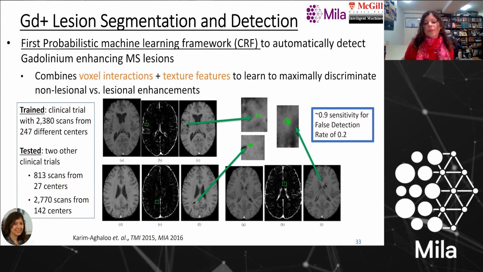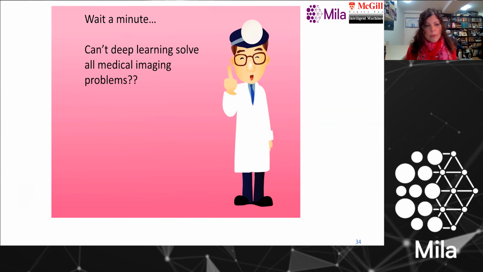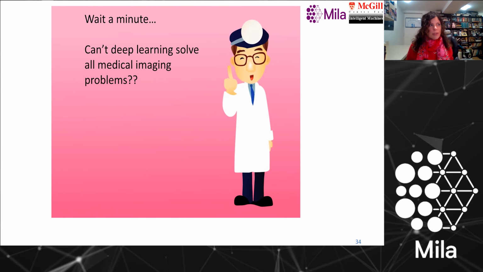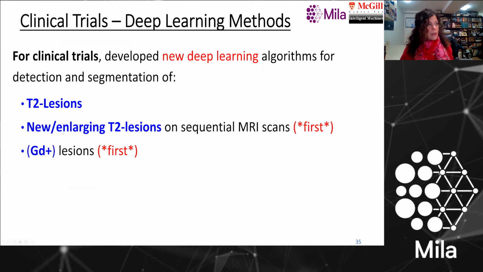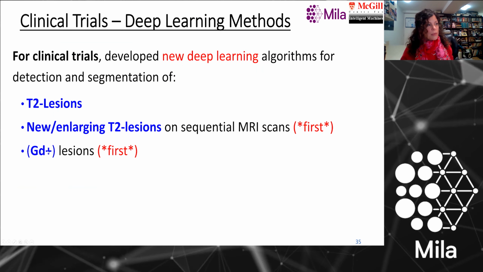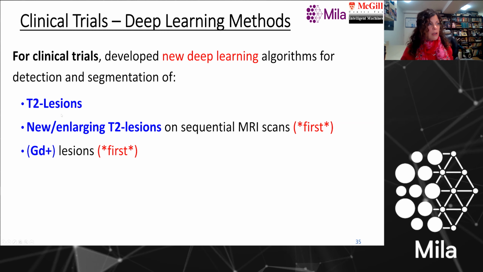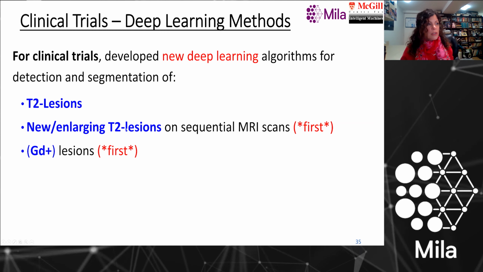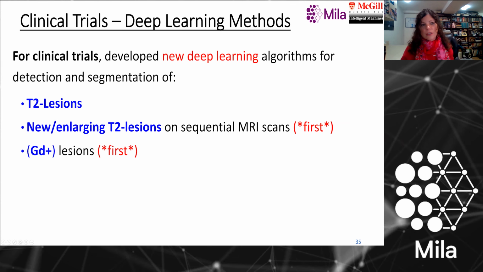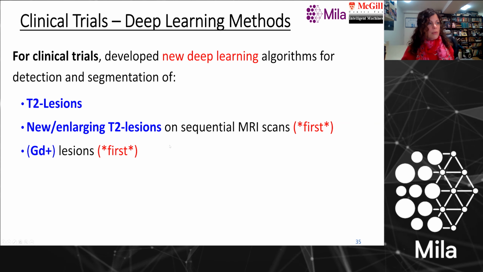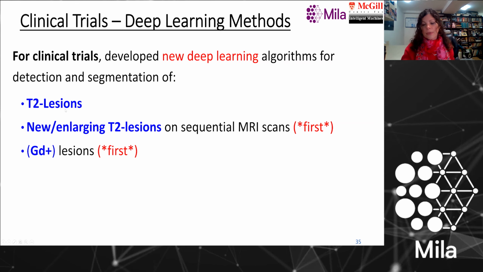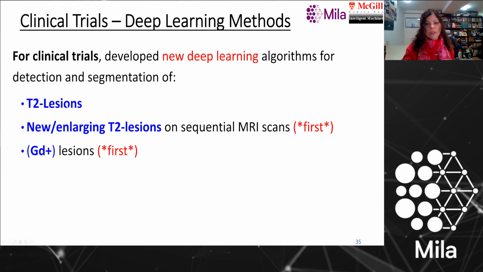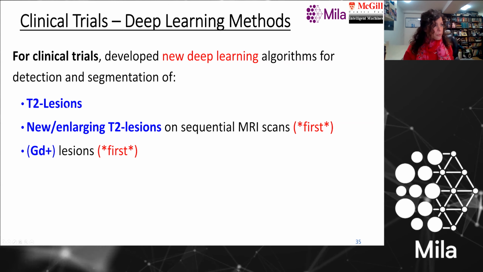So wait a minute. These are three different probabilistic graphical models. You should be asking yourself, can't deep learning solve everything? So we actually did develop deep learning algorithms for all three of these tasks. The new and enlarging T2 lesion and GAD enhancing lesion deep learning models were the first ones to enter the field. But I'll just tell you about the T2 lesion model for a second.